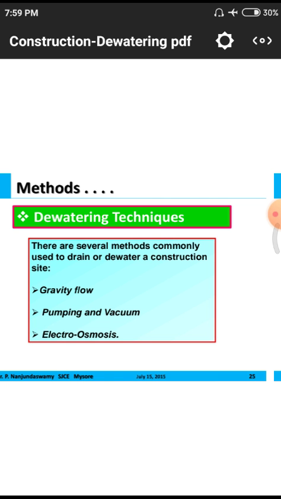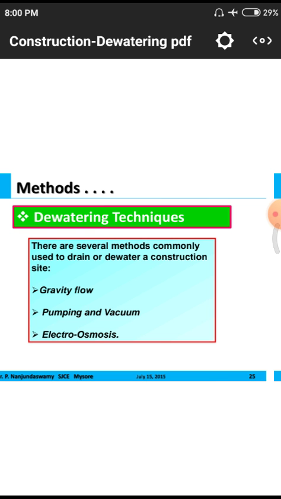Electro-osmosis is a current-related process. Whenever we insert an anode and cathode into the earth layers, they have the capacity for dewatering. Likewise, we use boilers in our localities, in our rooms or elsewhere. Normally these boilers are used for the heating of water.